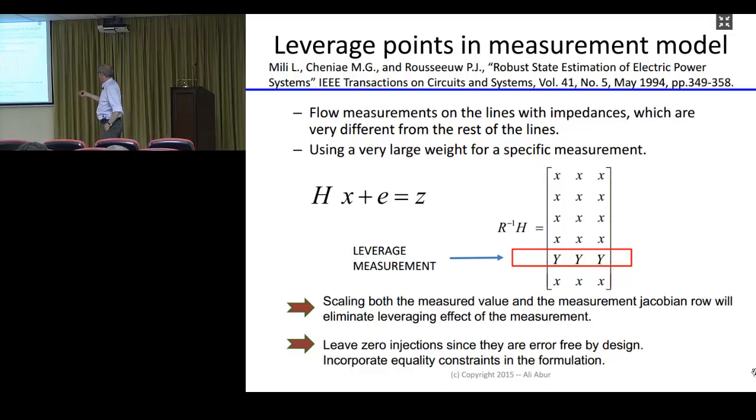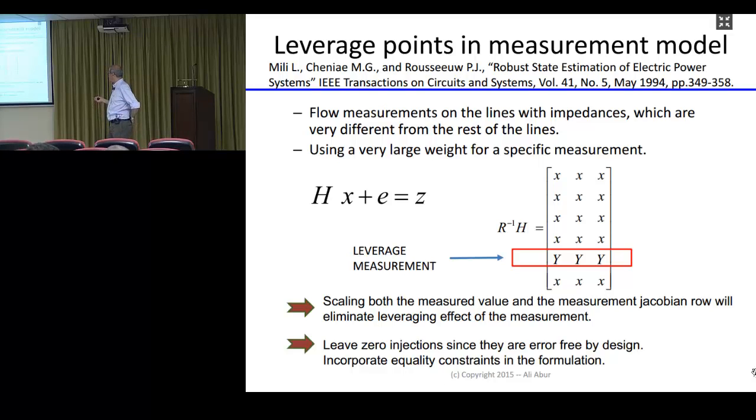Well, it turns out in an old paper from '94, Lamin Milli and his co-workers identified the conditions for how they show up, and some of them are listed here. For instance, if you have flow measurements on lines whose impedances are very different from the rest of the lines, those flow measurements will appear as leverage measurements. And of course, if you are using very large weights for specific measurements, and we do that, for instance, to artificially enforce equality constraints, like if you have zero injections, you can always put very large weights on those measurements so that they are enforced. So if you do that, you create leverage measurements.